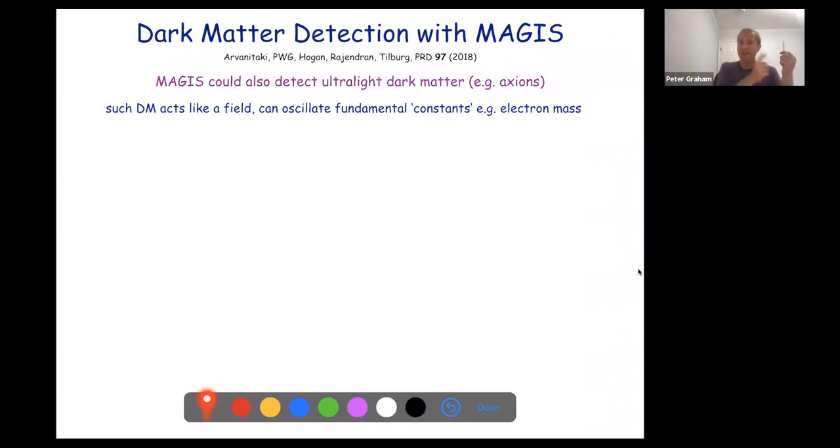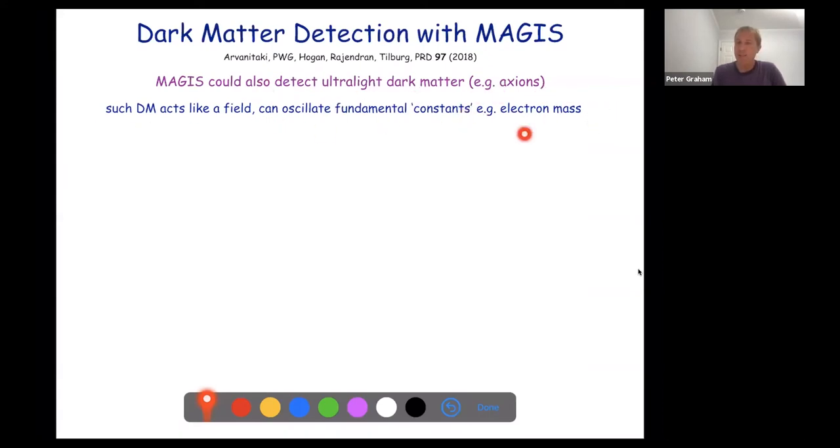Because as the light is traveling across the detector, in fact, really, as I'm letting those atoms sit and I accumulate phase during the atom interferometer, during the atomic clock, as the time changes, the dark matter field changes, okay? And I'm sensitive to that. I see that in comparing the two clocks. So you can look for this oscillation of fundamental constants.